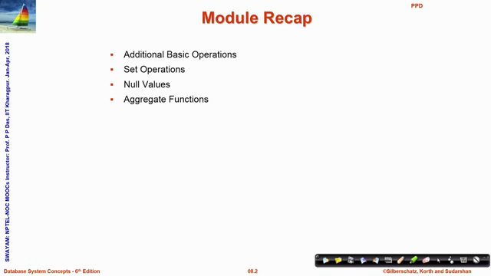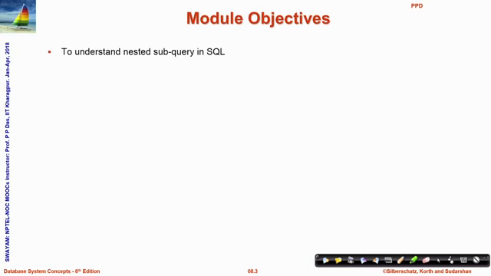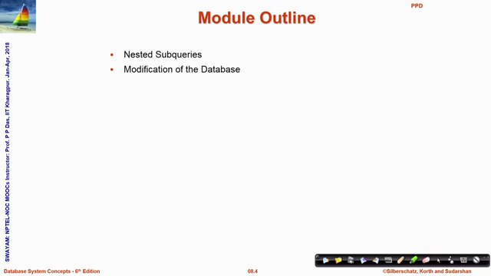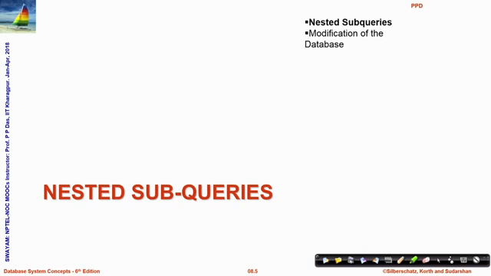Just to quickly recap, these are the things that we did in the last module, completing the understanding of basic operations, the null values and aggregate functions. In the current module, we want to understand a feature which is very important in SQL query forming. It is called the nested query, or more formally nested subquery in SQL. And we would like to understand the process of data modification, and those are the two things that are outlined here. So, let us start with nested subqueries.